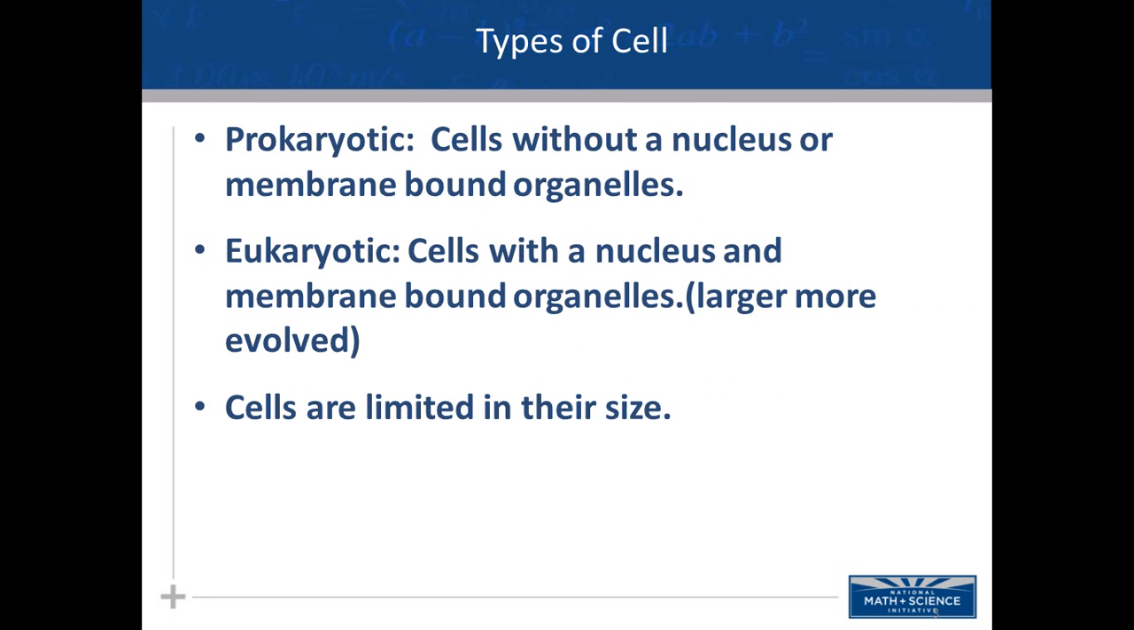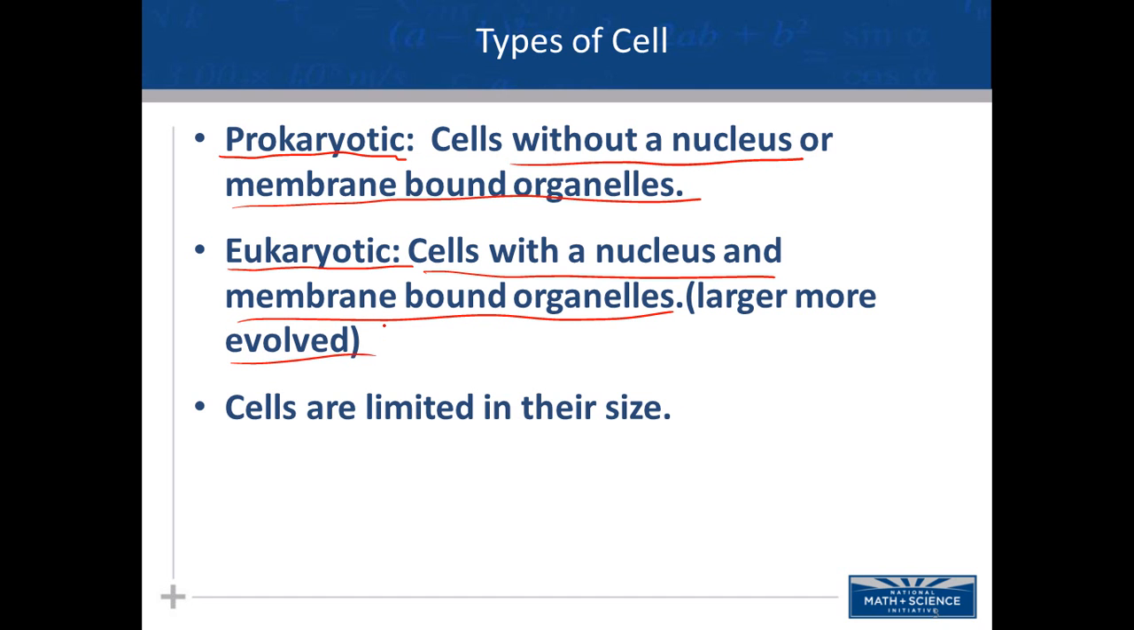There are basically two different types of cells. We have the prokaryotic cell, and a prokaryotic cell was the first cell to evolve, and these are cells without a proper nucleus or membrane-bound organelles. Larger, more sophisticated cells came into existence, and these are eukaryotic cells. They have a nucleus and membrane-bound organelles.